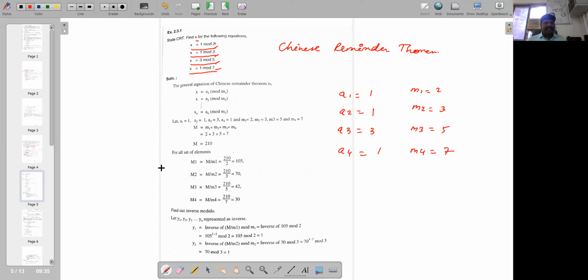7. Now, in order to find this capital M, which is the common modulo, we multiply all these m1, m2, m3, m4. So that is 2 into 3 into 5 into 7. 6 times 5 is 30, and 30 into 7 gives 210. I hope this is clear. Any further queries?